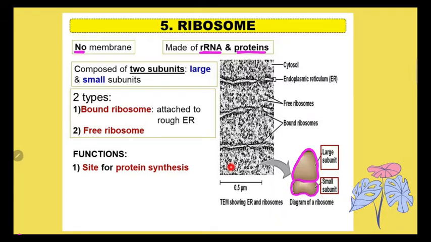Okay, there are two types of ribosome. Either it is a bound ribosome, which is attached to the rough ER, or a free ribosome. Both types of ribosome have a similar function, which is that it is a site for protein synthesis. The word site is very important. You cannot simply say that the function of the ribosome is for protein synthesis. If you say for protein synthesis, it is an incomplete sentence, so no mark during the exam. You must say that it is a site, satu tapak, where protein synthesis occurs.